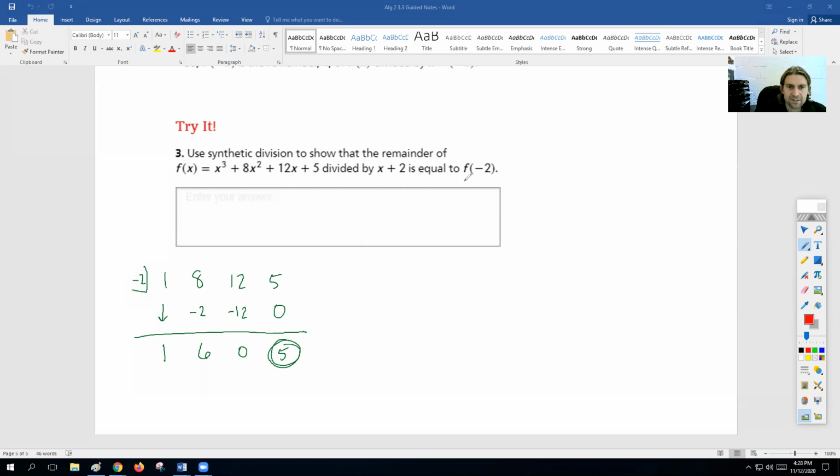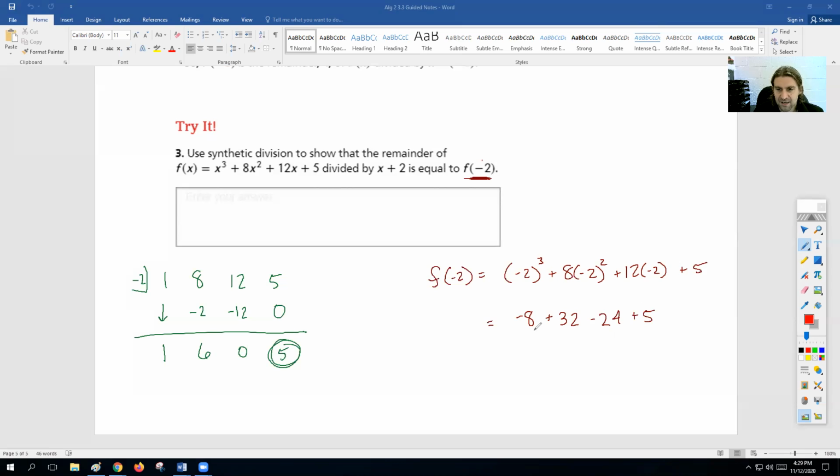What we're going to do now is check a different problem: f of -2. What is f of -2? Meaning, if I took this equation and replaced all the x's with -2, so -2 cubed plus 8 times -2 squared plus 12 times -2 plus 5, what does that come out to be? All right, -2 cubed would be -8. -2 squared is 4. 4 times 8 is 32. 12 times -2 is -24, and then plus 5.